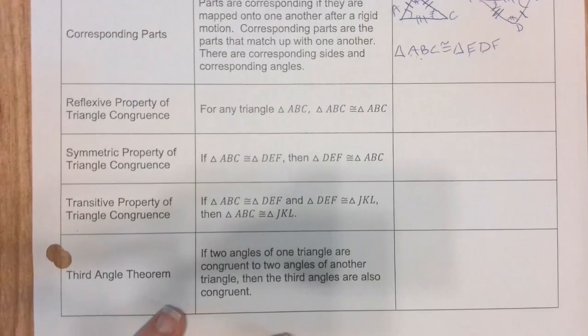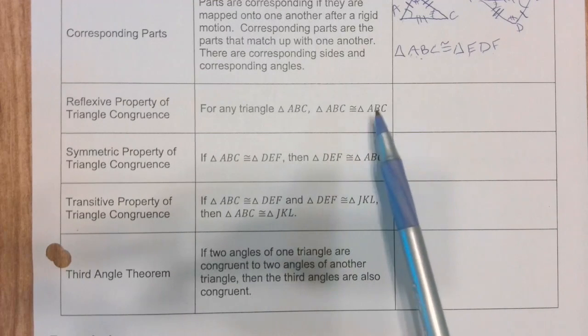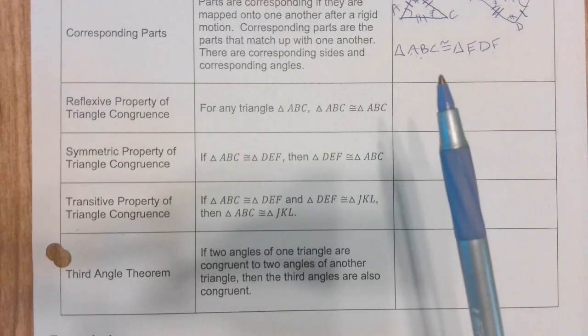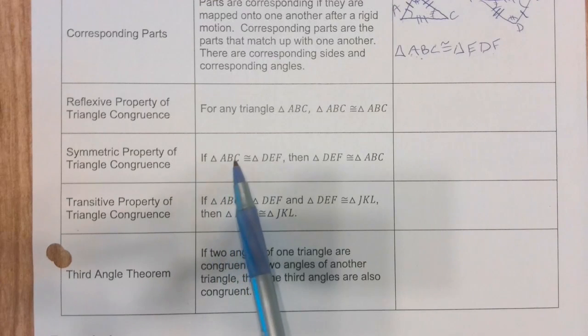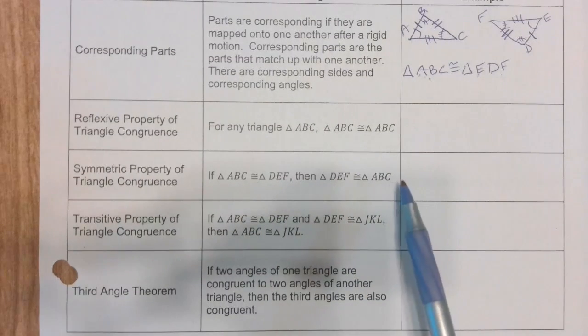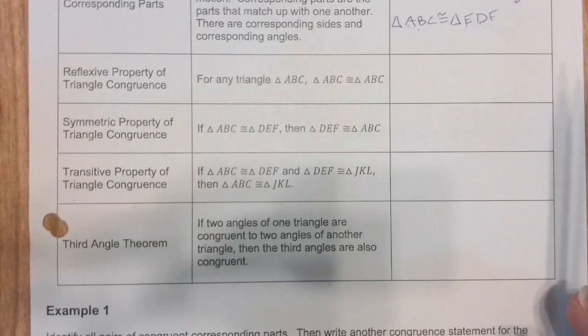The reflexive property of triangles. Basically, these three properties, I don't use them a lot, but they do exist. So the reflexive property is that triangle ABC is congruent to itself. The reflexive property is when something is congruent to itself. The symmetric property says that if the first triangle is congruent to the second triangle, then the second triangle is congruent to the first triangle. To me, these make a lot of sense. Like, yes, if the first one and the second one are exactly the same, then the second one and the first one are exactly the same, because they're exactly the same.